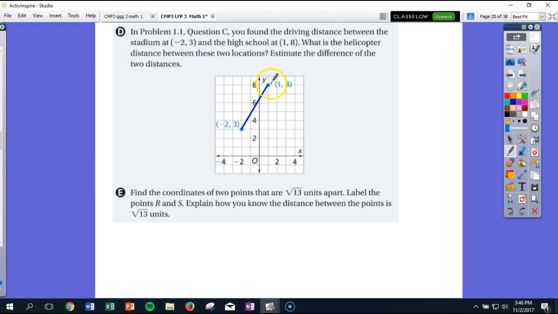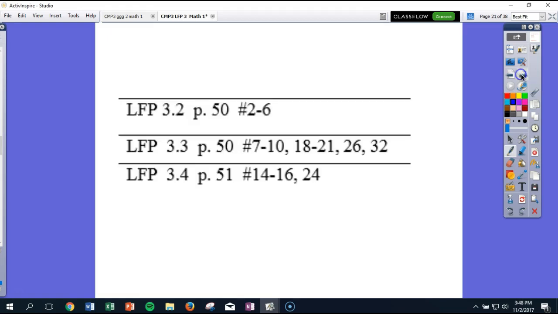We want to find the flying distance between these 2 points. We had done the driving distance before, and it wants you to estimate the difference between those two distances. And part E, find the coordinates of 2 points that are a square root of 13 units apart. I want to see how you go about completing that in problem solving. Then again, 3.3, page 50, 7 through 10, 18 through 21, 26, and 32.